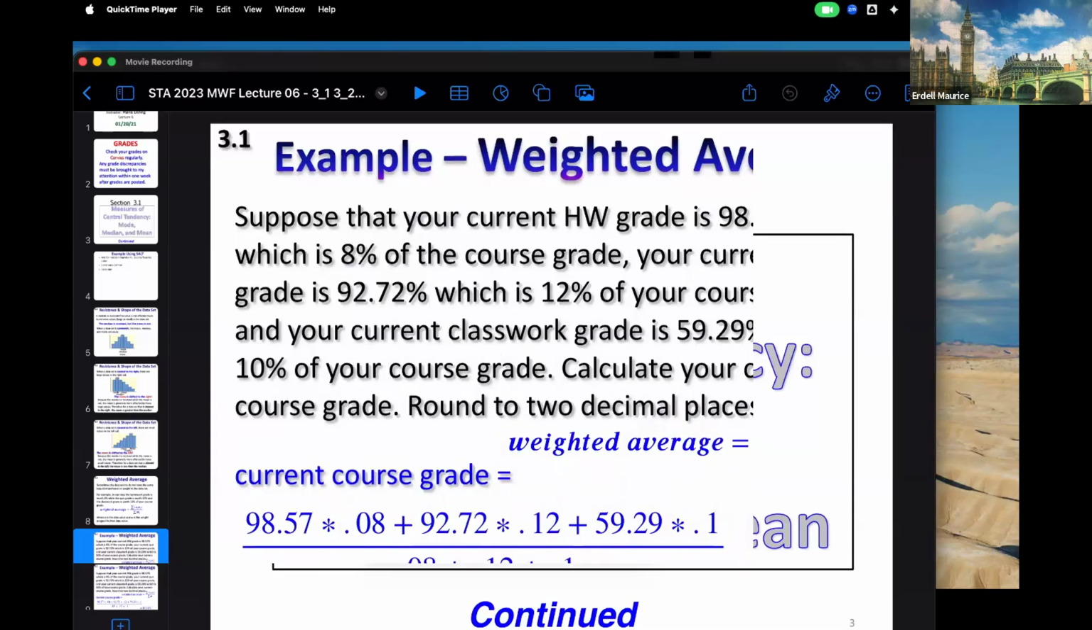And that will give you your course average or your weighted average. Questions there?